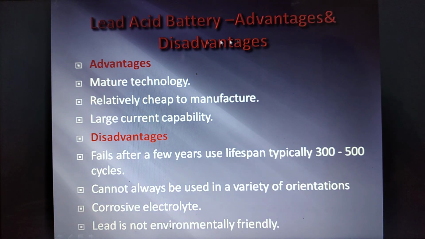Next, the advantages and disadvantages of the lead acid storage battery. The advantages are that it is a mature technology, it has large current capability, it can be made for a variety of applications, and it is tolerant to abuse. The disadvantages are that it has a corrosive electrolyte, and lead is not environmentally friendly as it needs to be disposed of with care. It is also not suitable for fast charging.